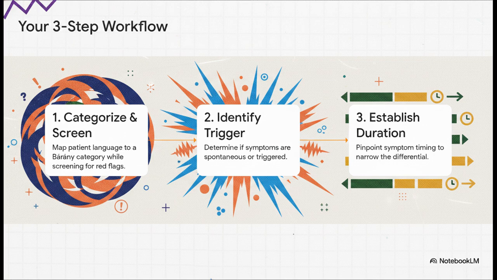1. Categorize and screen. You map their language to a Bárány category while always screening for red flags. 2. Identify the trigger. Is it spontaneous or is it triggered? And 3. Establish the duration. You pin down the timing. If you follow these 3 steps, I promise you, you will generate a really robust diagnostic hypothesis before you even lay a hand on the patient.